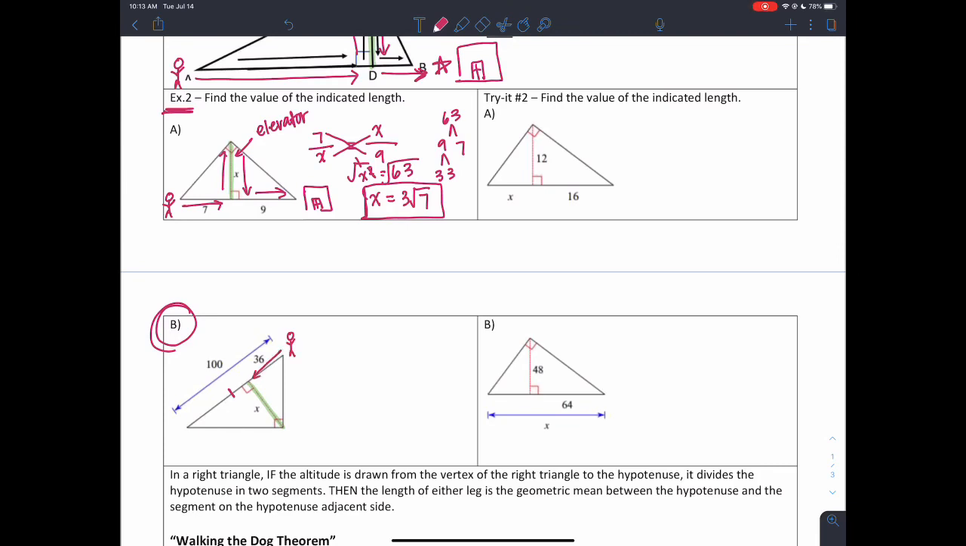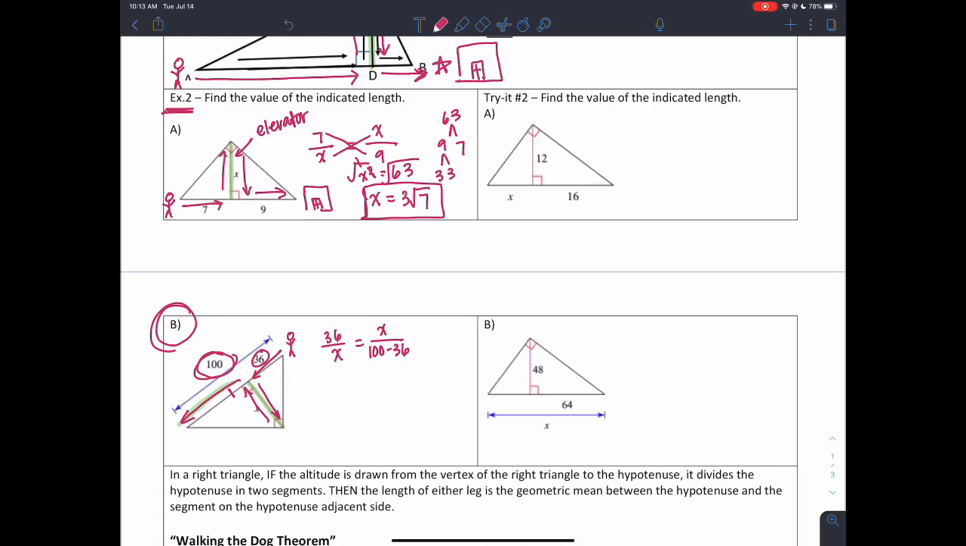So here we start at this corner. We go inside the building, which is 36. Then we go up the elevator, which is x. Go down the elevator, which is also x, and then outside the building. But here we're not given explicitly what this outside the building length is, right? So we have to find it. Well, they give us the total length of the hypotenuse, which is 100, and then they give us this 36. Well, to find what's left over, we would subtract them, so we would have 100 minus 36 as this length.